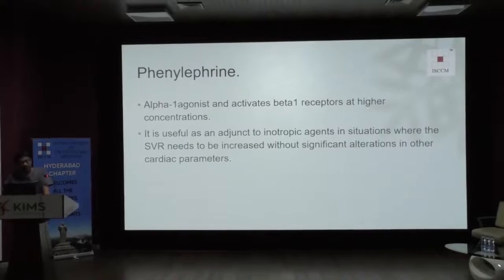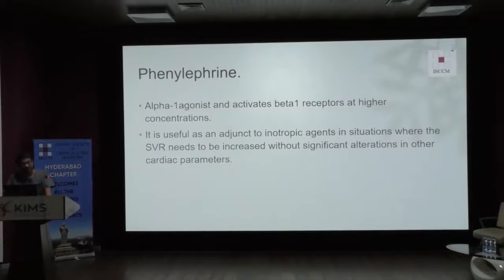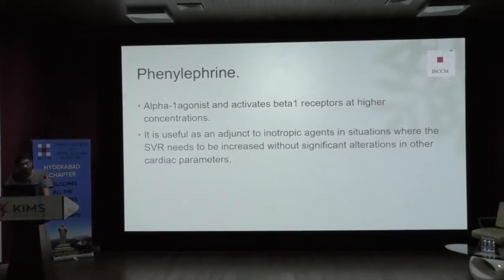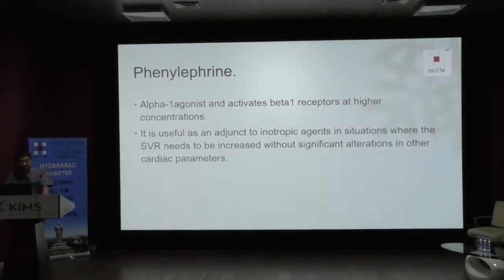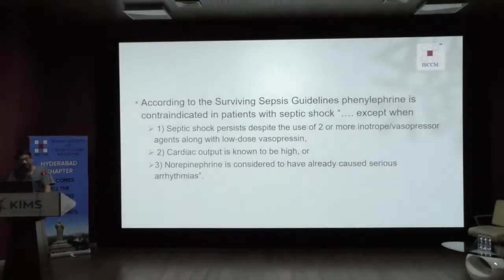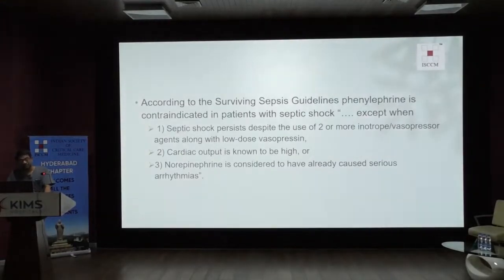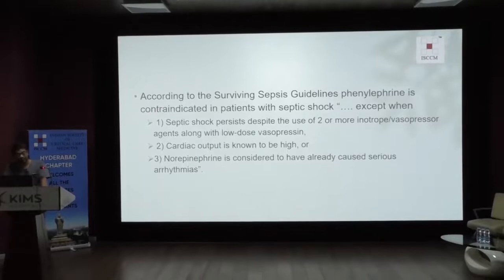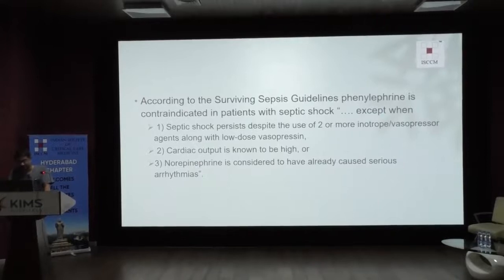And coming to phenylephrine, an alpha 1 agonist, it activates beta 1 receptors at higher concentration. It can be useful in situations where the systemic vascular resistance needs to be increased without any alteration in cardiac parameters, contractility or rate. According to surviving sepsis guidelines, phenylephrine is not recommended in patients with septic shock, except when shock persists despite use of 2 or more inotrope or vasopressor agents along with low dose vasopressin, or cardiac output is known to be very high, or norepinephrine is considered to have already caused serious arrhythmias.